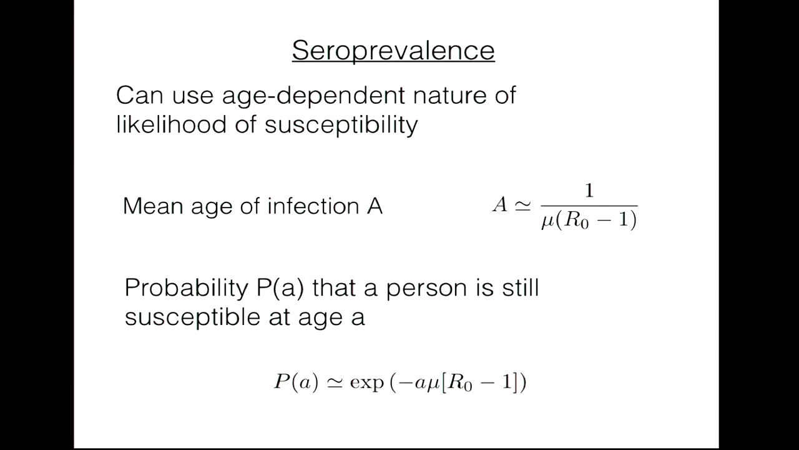Okay, so A is an age. The probability PA is the probability that a person is still susceptible at age A. You know that this leads to a mean age of infection capital A, which is given by this value. So that's already enough to tell you about what the probability distribution looks like. It's an exponential function with this particular quantity capital A appearing in it.